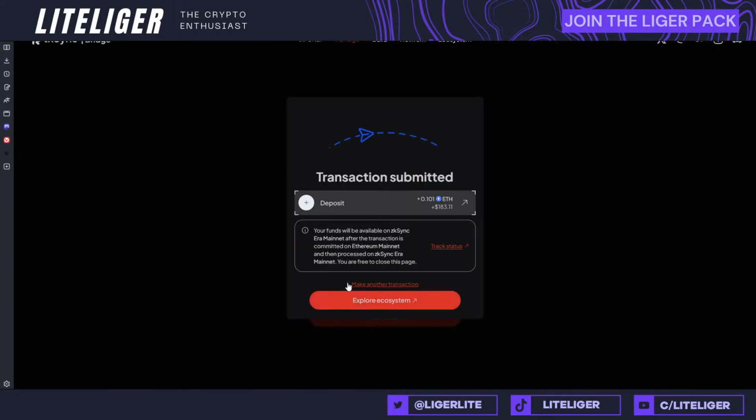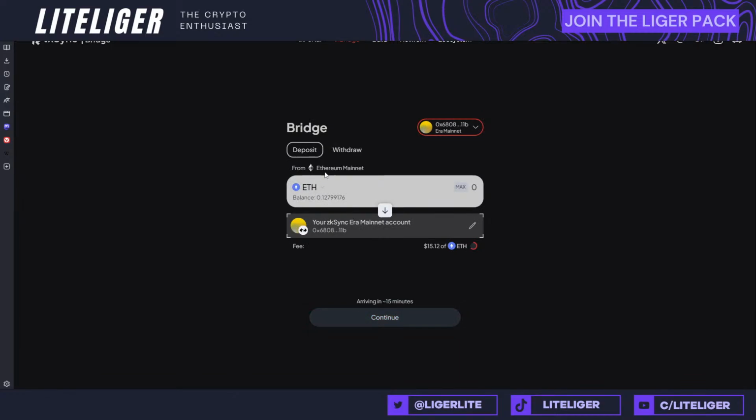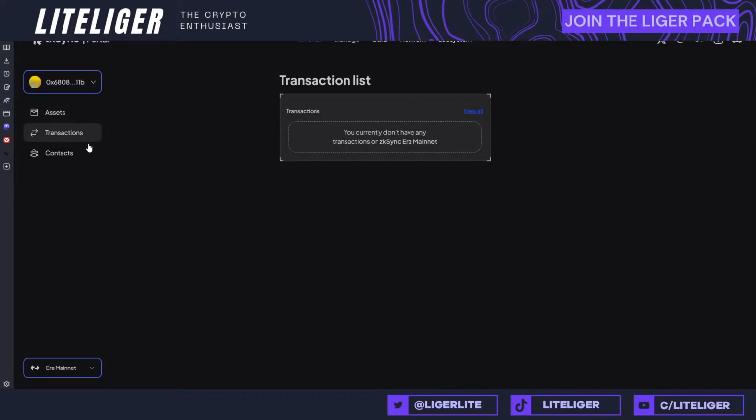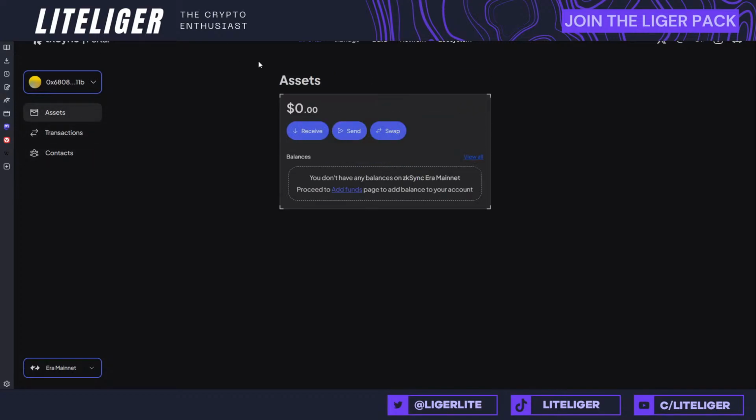Now let's go into making another transaction, and you can withdraw the same way back to Ethereum. There's also a portal that you can look through, and you can even make transactions here, which is actually kind of convenient. It works like a form of MetaMask, if you have glitches or something. And what else do we have here? Well, nothing else really important.